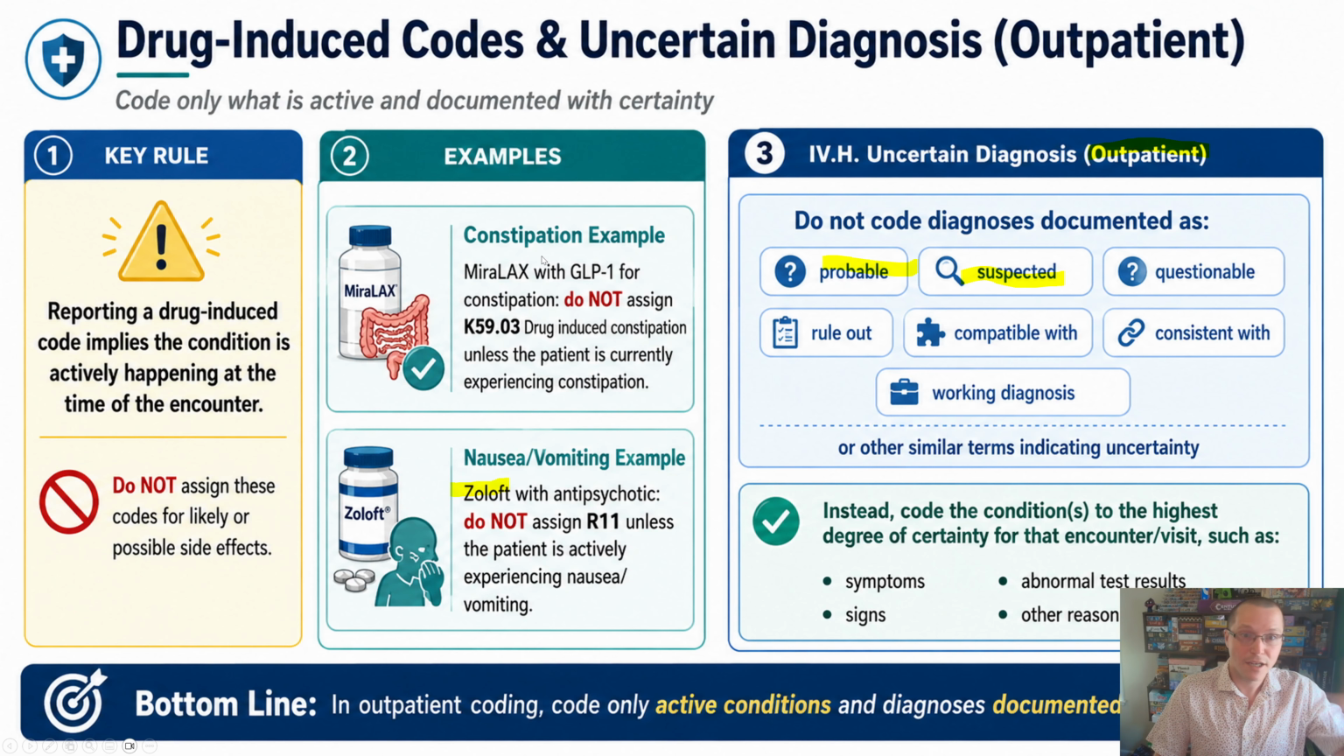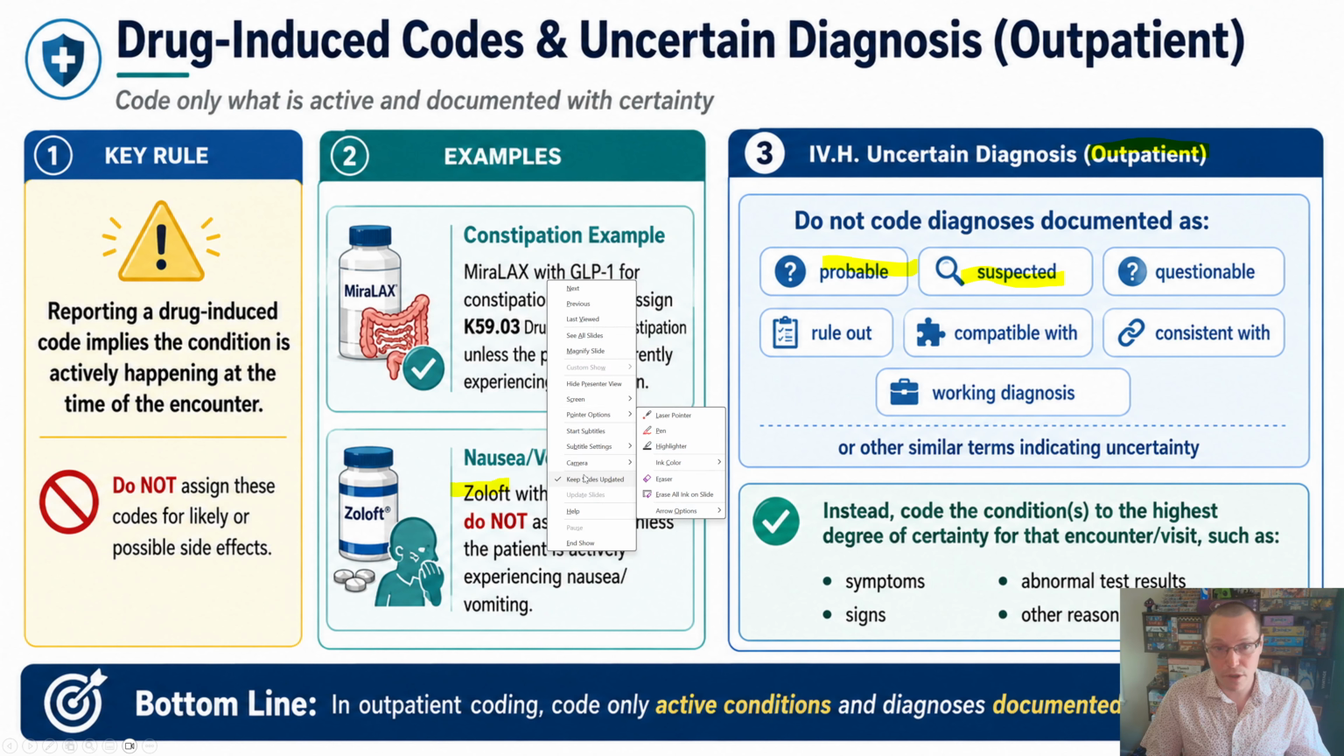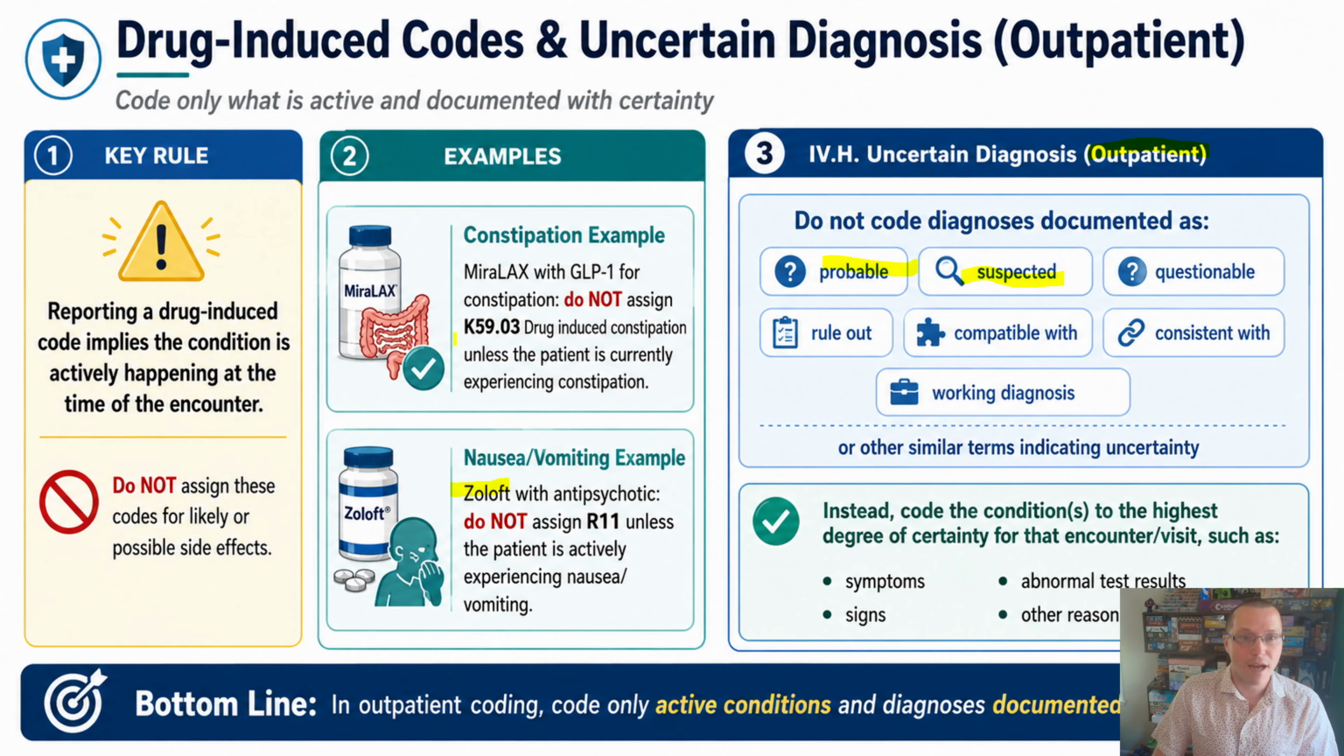Same thing with that constipation scenario in GLP-1s. If you're just putting a patient on Miralax just to preemptively make certain they don't get constipation, you will not code drug-induced constipation. You will only report these codes when it has actually happened. So just remember, drug-induced is for actively happening at the time of the encounter.